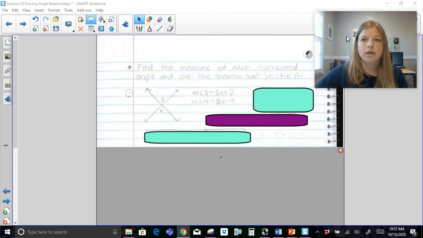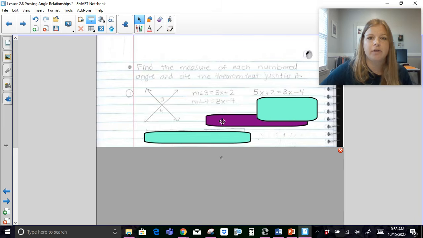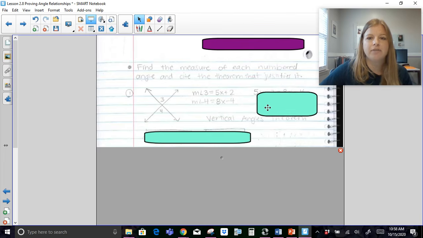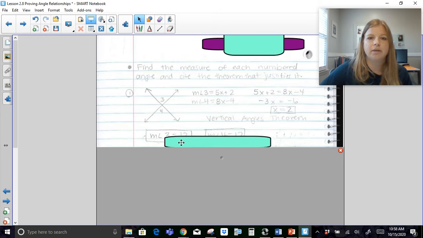Okay. I've got two last problems here for you. It says find the measure of each numbered angle and cite the theorem that justifies it. So here I have angle 3 and angle 4. I am told what those measures are equal to. This should pop right into our head that they are vertical angles. So because of the vertical angles theorem, they are congruent to each other, which then means that their measures are equal, and you would be able to set them equal to each other.